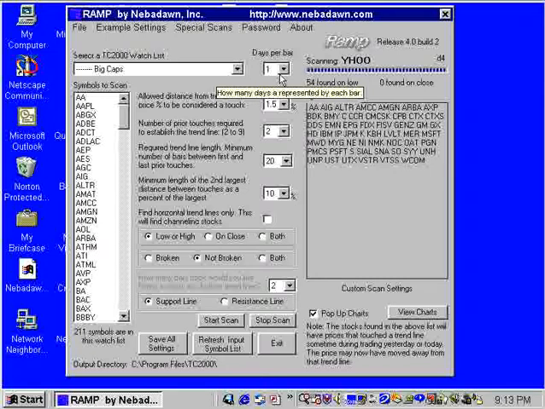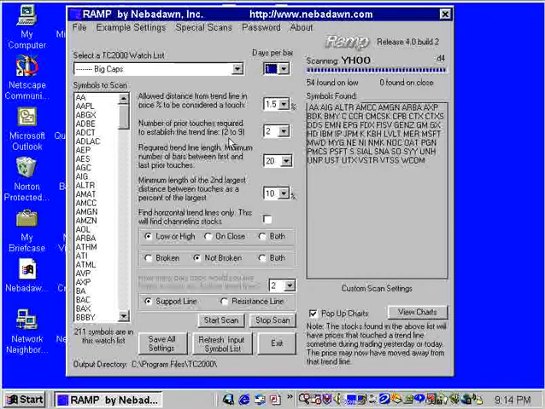At the very top is days per bar. I'd like to scan 1 day per bar. I could actually scan weekly charts by, for instance, putting 5 in this window. I'll leave it at 1 day for right now. The allowed distance from the trend line in percent to be considered a touch. This is essentially how fat or fuzzy your trend line is, and 1.5% works very well. It's very much a middle-of-the-road value.